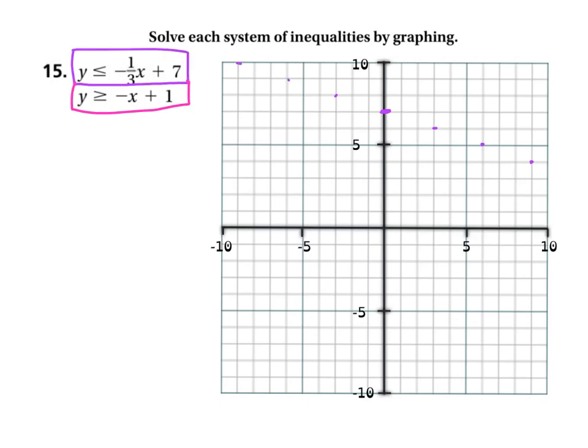And if you still are unable to graph lines in slope-intercept form, then you really should be coming in for extra help, because this is a skill that at this point you need to have down.